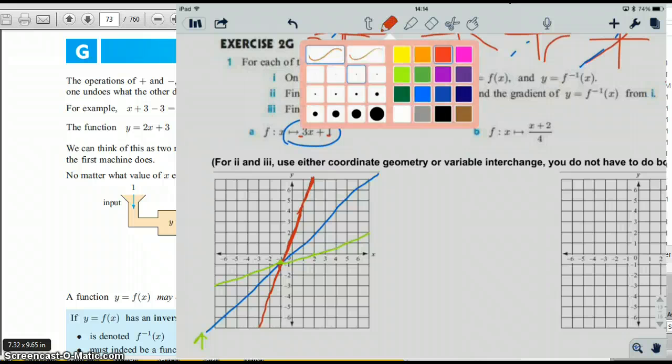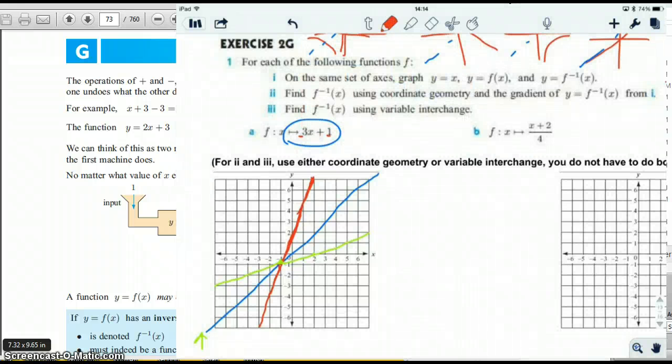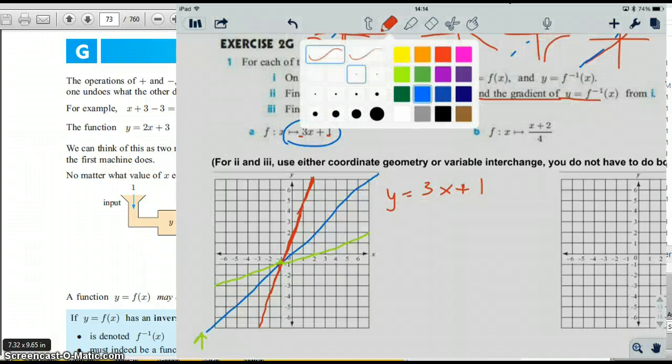That's how you find the inverse function using a graph, which is the first thing they asked us to do, using coordinate geometry. And then now we're going to use variable interchange. So if we know that the function is that, then first thing we're going to do is switch the variables.